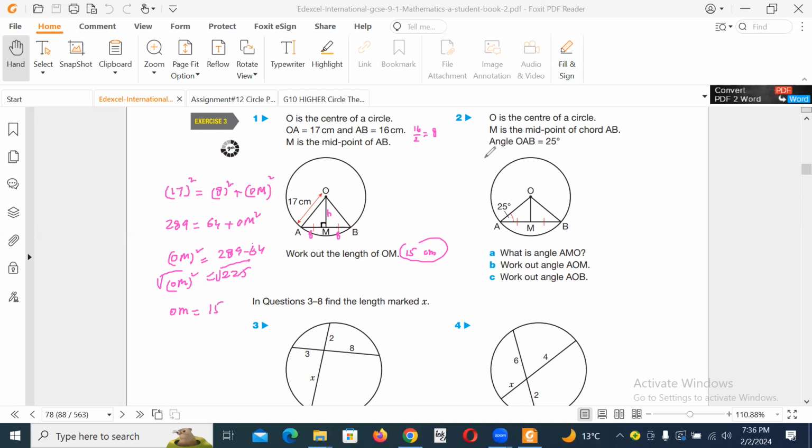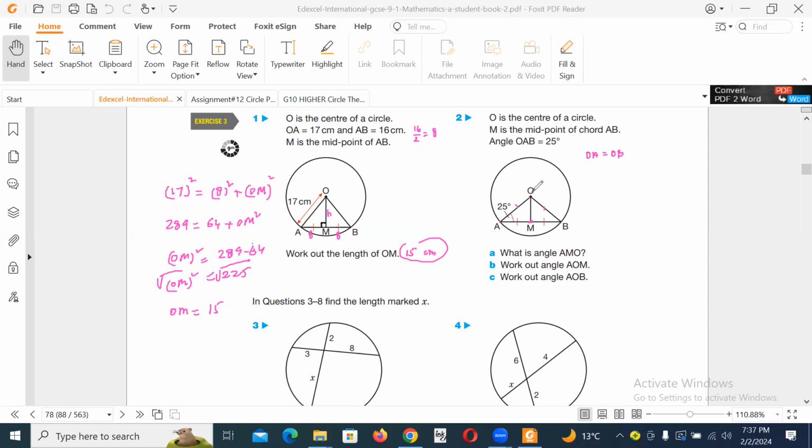In question number 2, they want only the angles. If we read carefully, O is the center of the circle, M is the midpoint of chord AB, and angle OAB is 25. Remember that OA is a radius, and OB is also a radius, so OA is equal to OB. Since they have equal lengths, AOB represents an isosceles triangle, and the base angles are the same. They want us to find angle AMO.